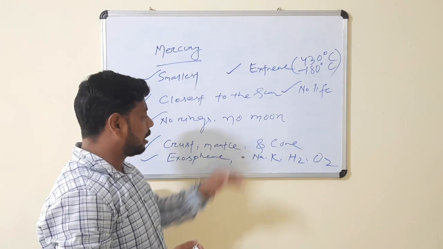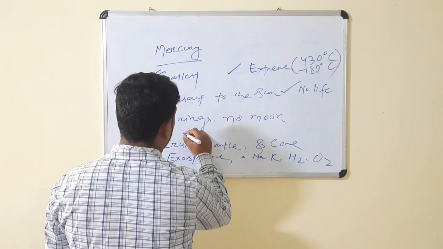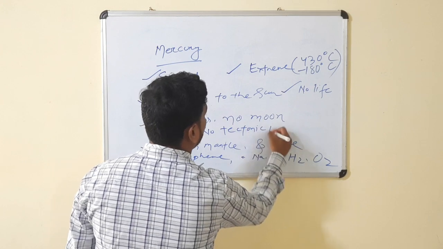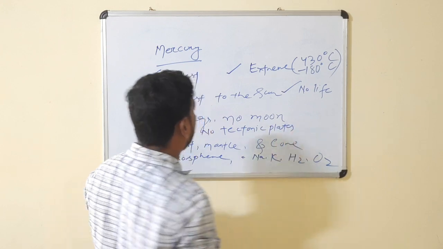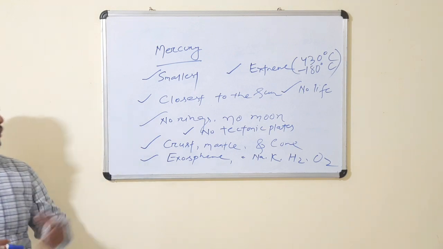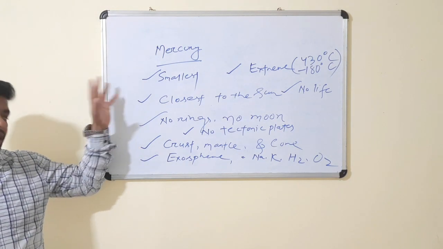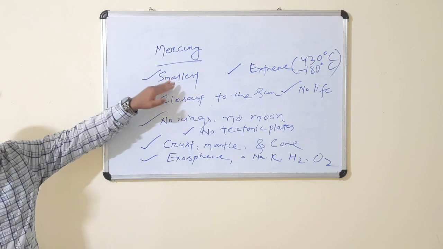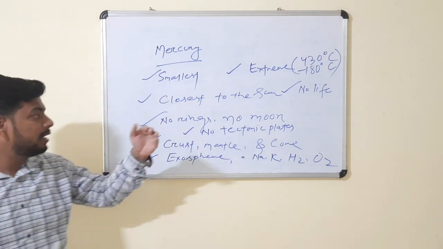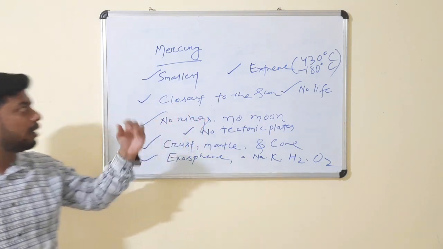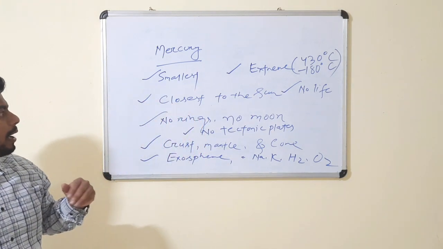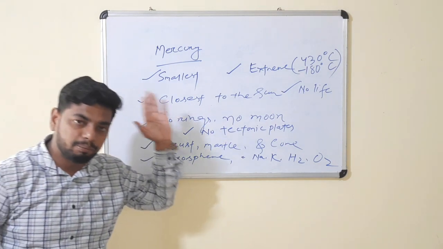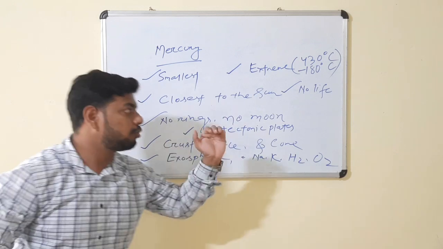It has crust, mantle and core, but it doesn't have any tectonic plates. There are no tectonic plates. We are studying the first planet, the closest to the Sun, that is Mercury, and it is also the smallest planet among all the planets as well as within the terrestrial planets. It doesn't have any rings, moons or tectonic plates.